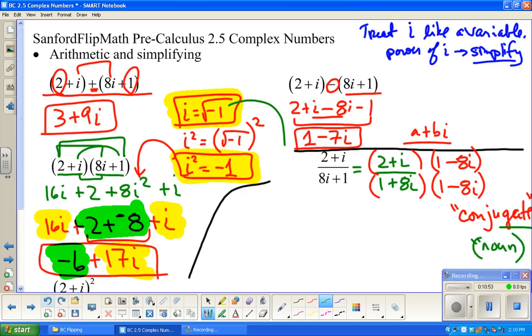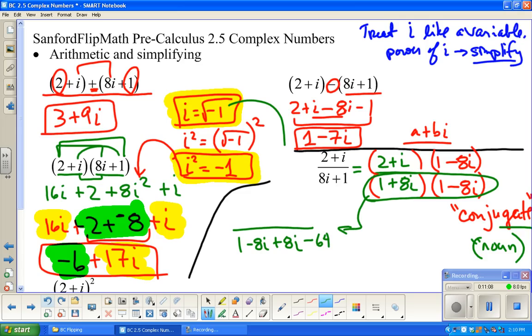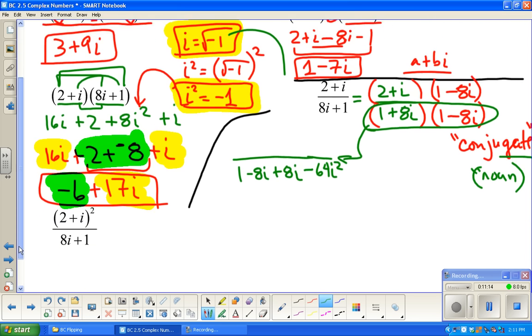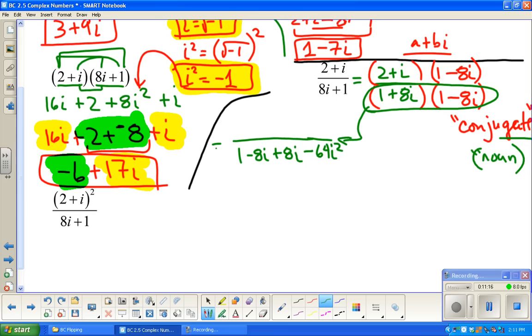Okay, so on the bottom, and I want to do the bottom first because that's the part that needs to work. Okay, so on the bottom, I end up with 1 times 1. Outer would be negative 8i. Inner would be positive 8i. And then last would be minus 64i squared. Now, again, I just want to continue on the bottom for a minute here, and then we'll come back and do the top. Okay?